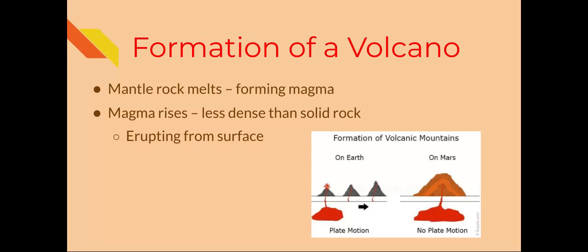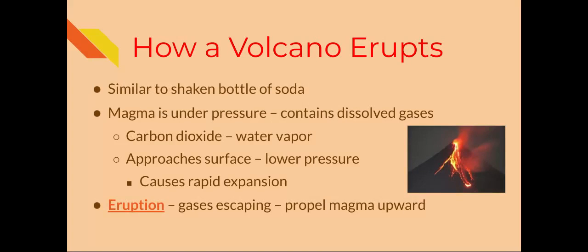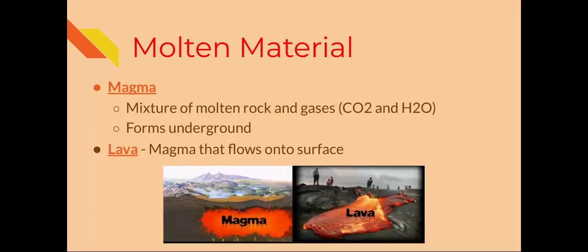So when magma rises, it's less dense than solid rock, so it's able to erupt from the surface, and it cools and forms volcanoes. So how a volcano erupts, it's similar to when you shake a bottle of soda. Magma has a lot of dissolved gases in it, such as carbon dioxide and water vapor. Those gases, when they approach the surface, are going to have a lower pressure, which causes a rapid expansion, and we get an eruption. An eruption is when gases escape, propelling magma upward. There's two types of eruptions we'll talk about.